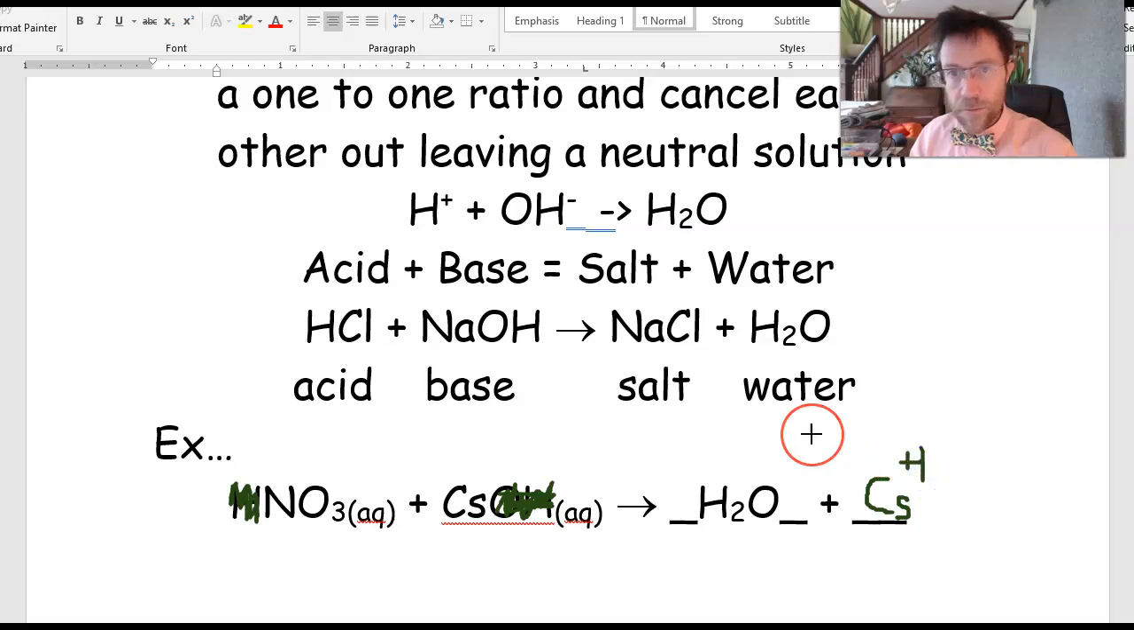And my NO3 is attached to one hydrogen, so this is going to be -1. You with me? You guys see that? So what I'm going to end up with is CsNO3.